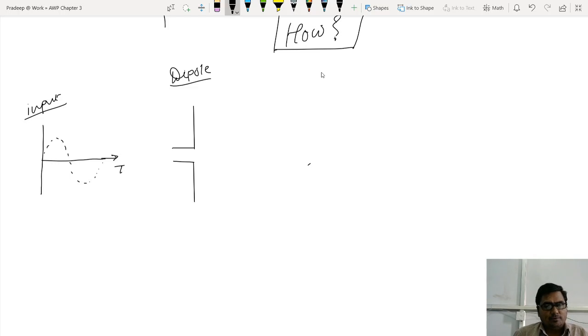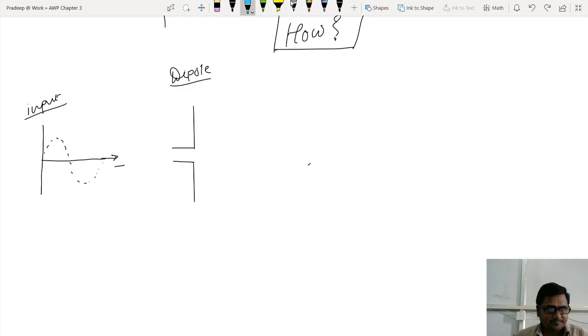Now, we'll start with the basic second year theory. What will happen during the positive half cycle? What will happen during the negative half cycle? Yes, we'll start with that point.